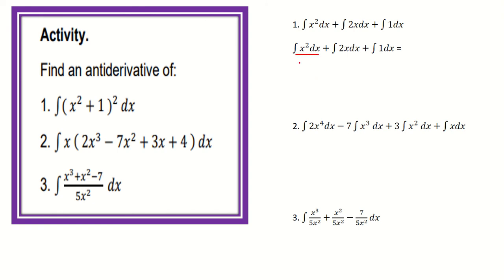Isa-isahan natin, dx. This is? Kasi ang x squared plus 1, that is, oh, x squared plus 1. Akala ko x plus 1 ito. This means this is x to the power of 4 plus 2x squared plus 1 dx.